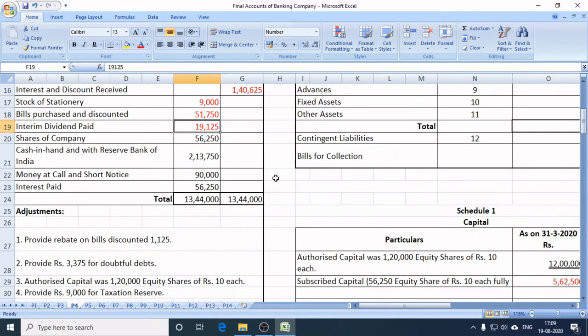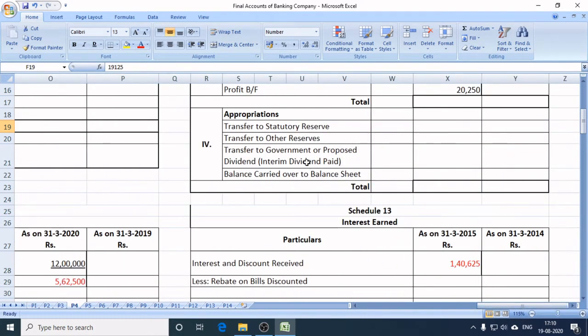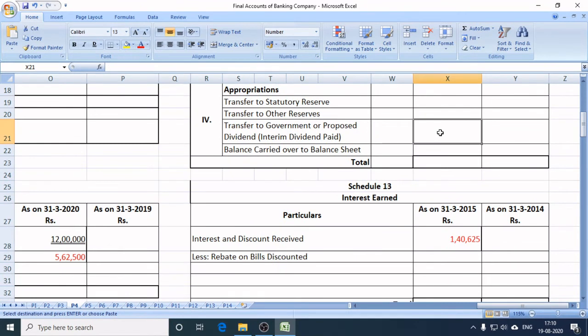Next in the problem is interim dividend paid. See, interim dividend is paid. Now dividend is always paid through profit, and it is an appropriation of profit. Here in form B, that is format of a profit and loss account, in the fourth part, next to this point, we should show it. That is interim dividend paid. Okay, just a minute and let me copy it. 90,125. Here we have to show it.